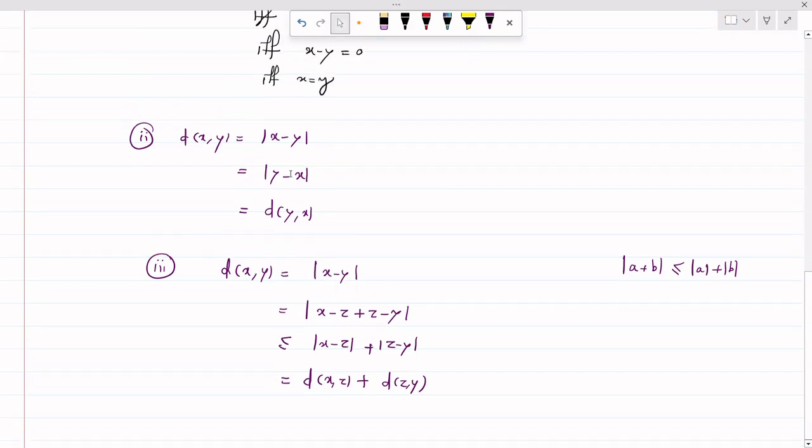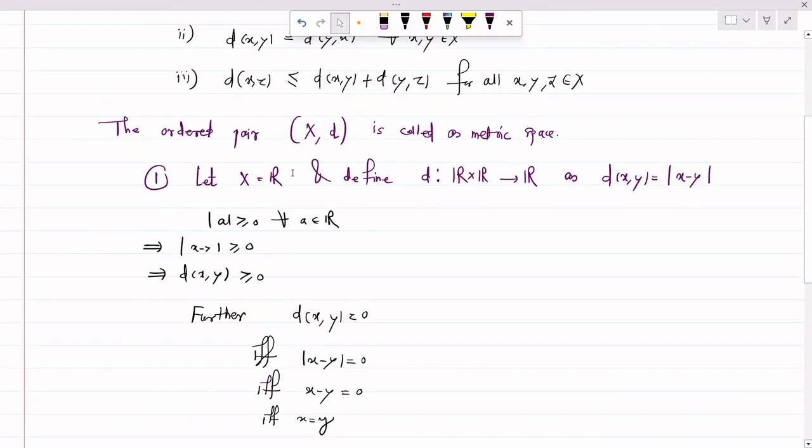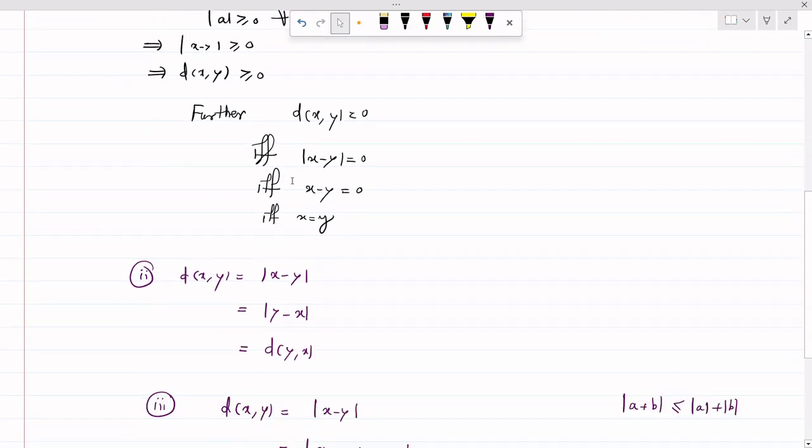So d satisfies all three conditions of a metric. That's why d is a metric on R, and we call this metric the usual metric. So R forms a metric space under this usual metric.